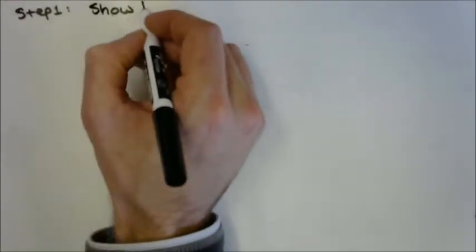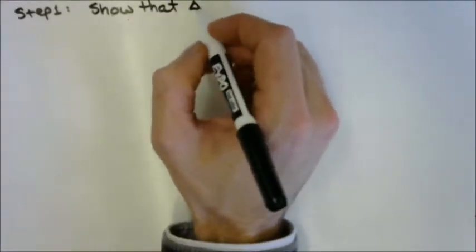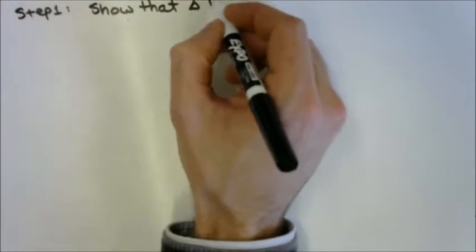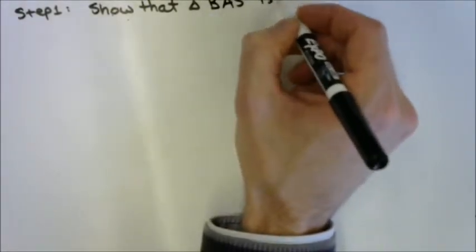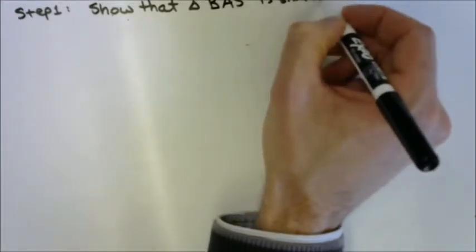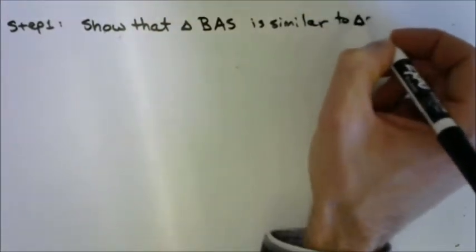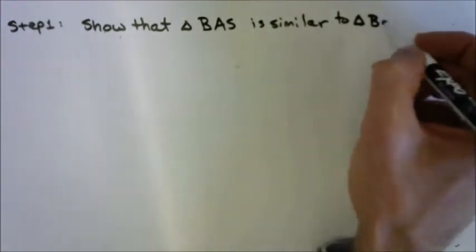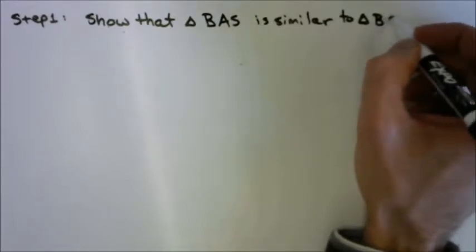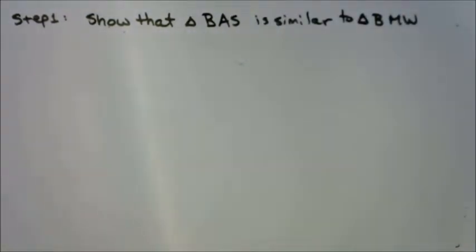Step 1. Show that triangle BAS is similar to, and when I name my next triangle, I want to make sure I'm doing it the right way with the letters that I actually think are connected. BMW. It's an expensive triangle.